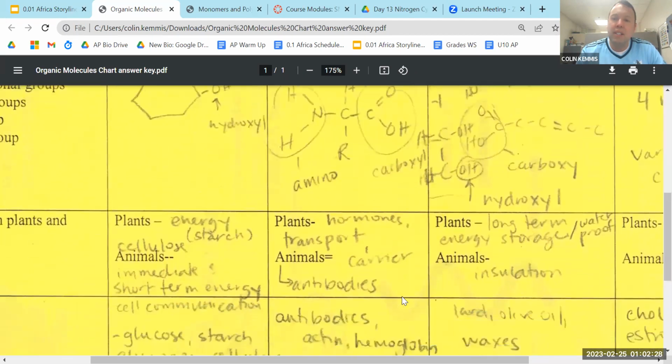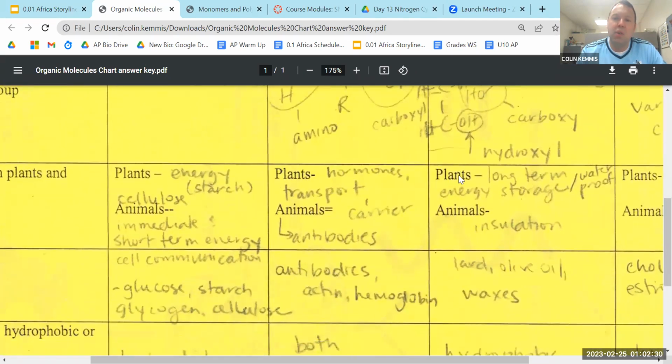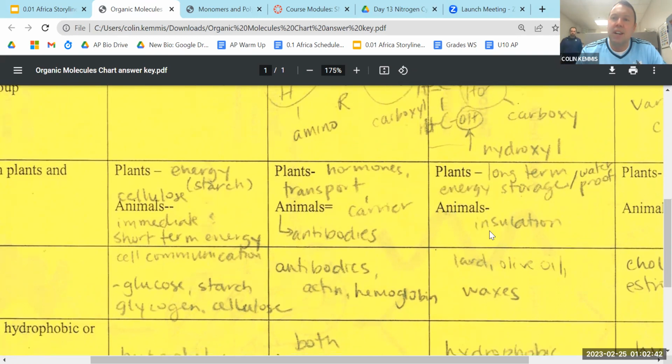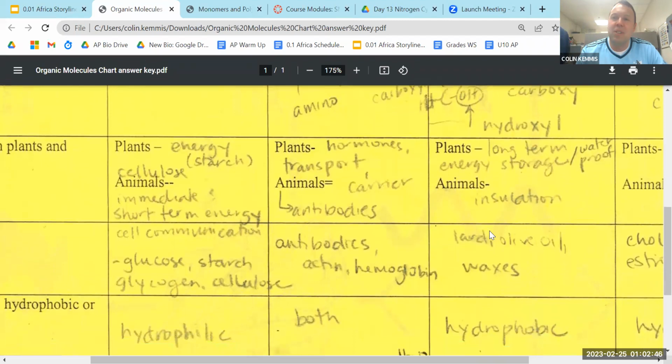And then for fats, plants don't store energy in lipids. Only animals do. Animals will also use it for insulation. Some other examples would be lard, olive oil. Plants use waxes quite a bit to protect the leaf from water loss, and that's really important.